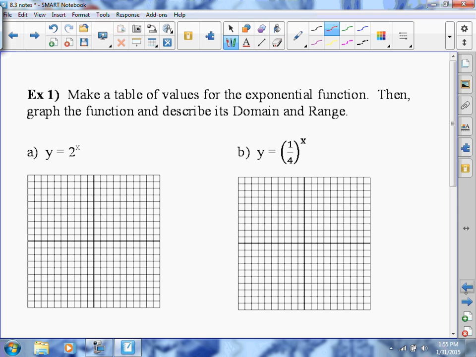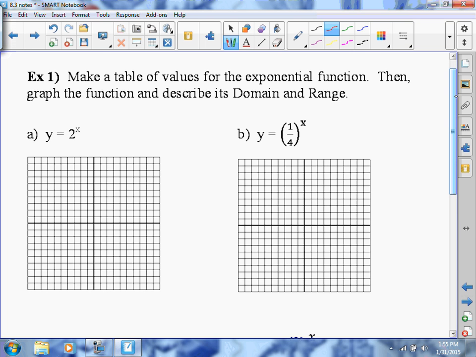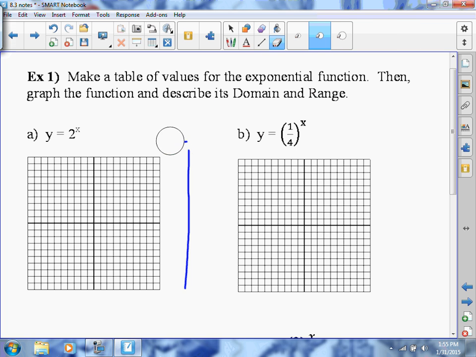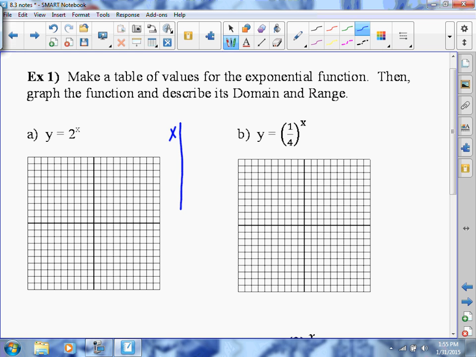All right, so let's take a look at some graphs here. It says to make a table of values for each exponential function, and then graph it and describe its domain and range. So for part A here, we're going to start off fairly easily. We have 2 to the x. Now, if you need to, you can put in that middle column where you're showing your work. So you could do x, and 2 to the x, and then y. So if you want to write your table that way, you can.